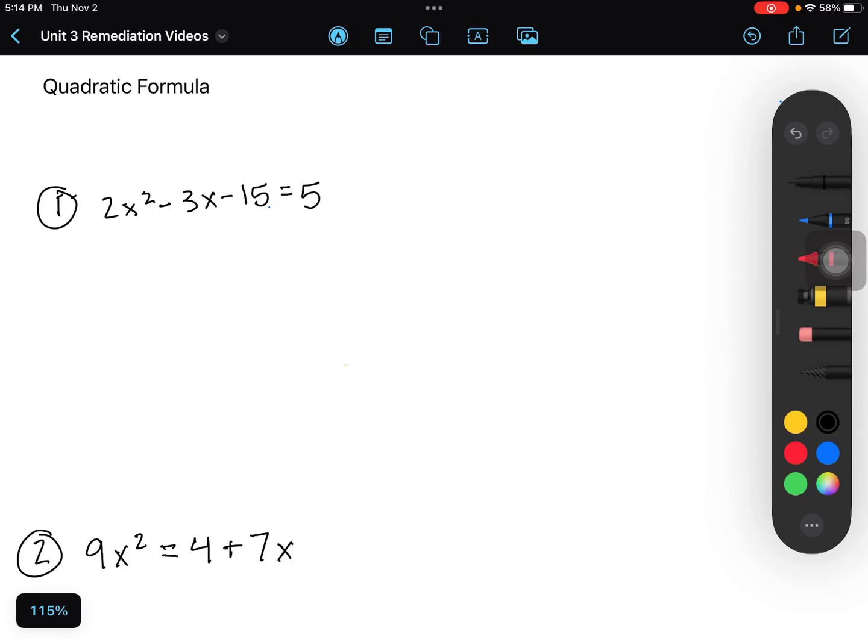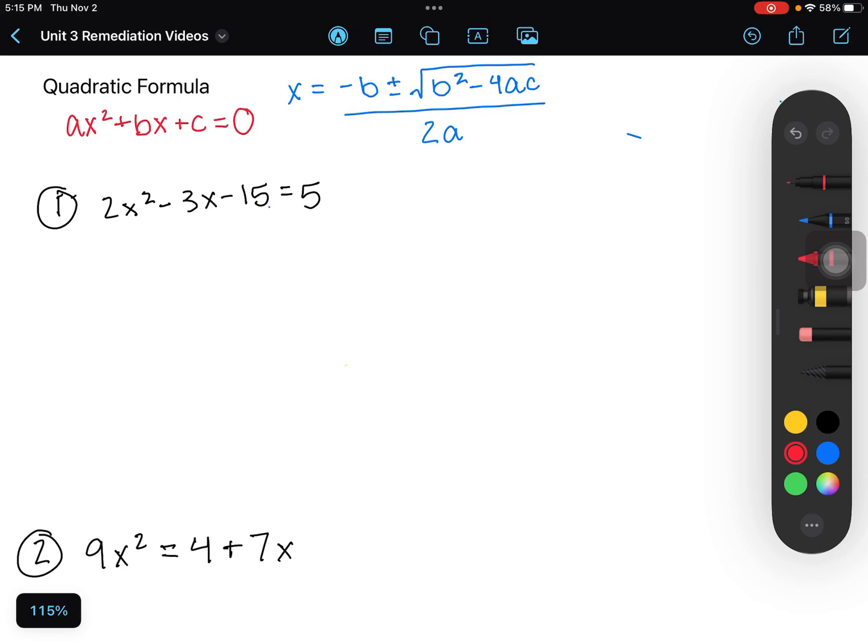So first thing we need to do is make sure we know what the quadratic formula is. So x equals negative b plus or minus square root of b squared minus 4 times a times c all over 2a. And we can only get our a, b, and c from the standard form of a quadratic. So ax squared plus bx plus c equals 0.